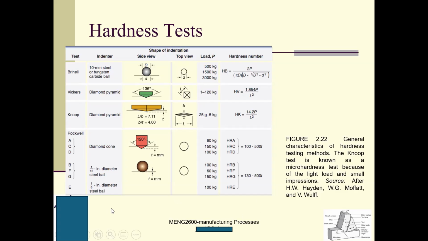But Brinell is another system. And Vickers and Knoop: the Brinell and the Rockwell are the commonly used ones, but people also use Vickers and Knoop. You should know it's a hardness testing.